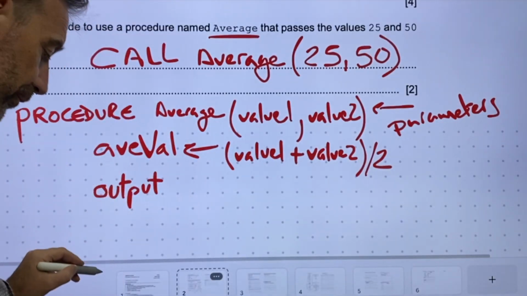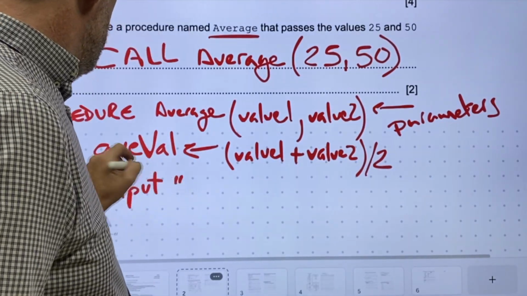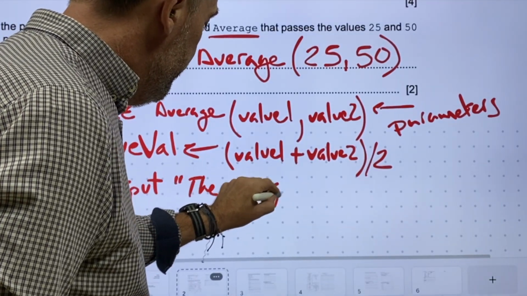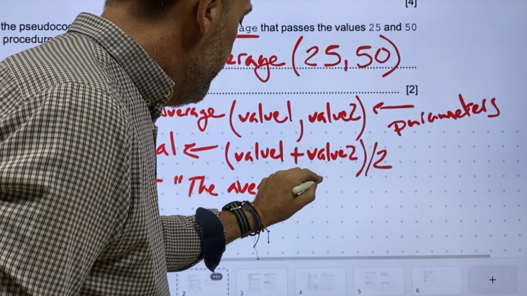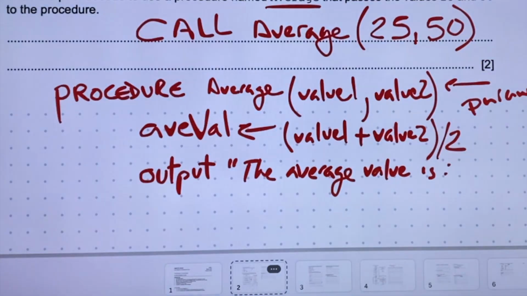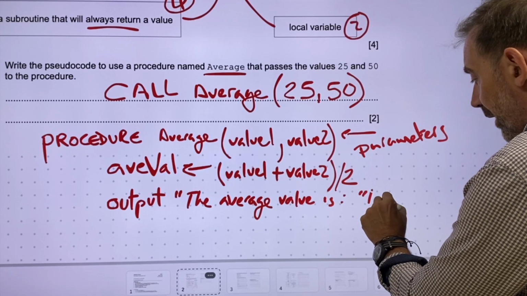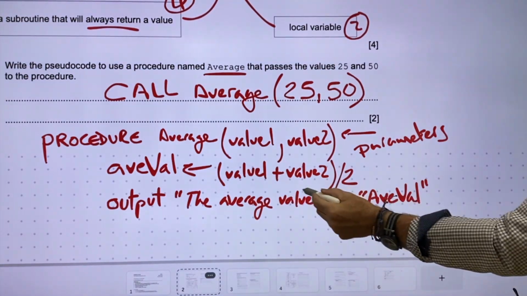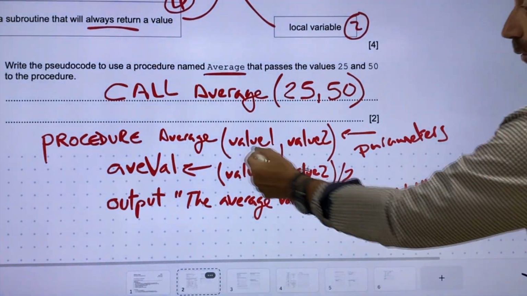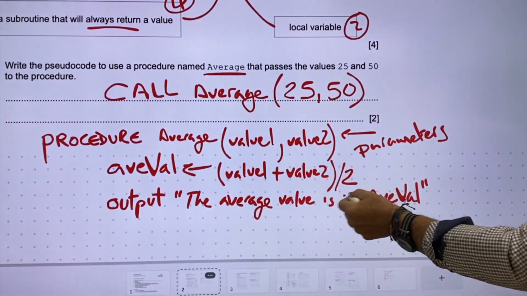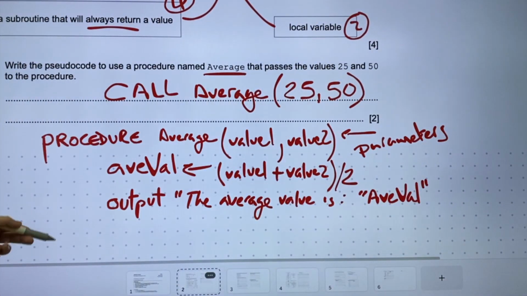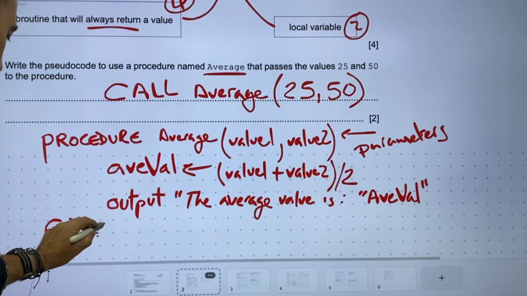Okay, we're going to output a message. So output the average value is, and then we're going to use val, and that's going to be our local variable. So the average value is going to be whatever this is, value 1 plus value 2 divided by 2. That's what we're going to output. Because we started a procedure, remember this is pseudocode, so we're going to end the procedure.